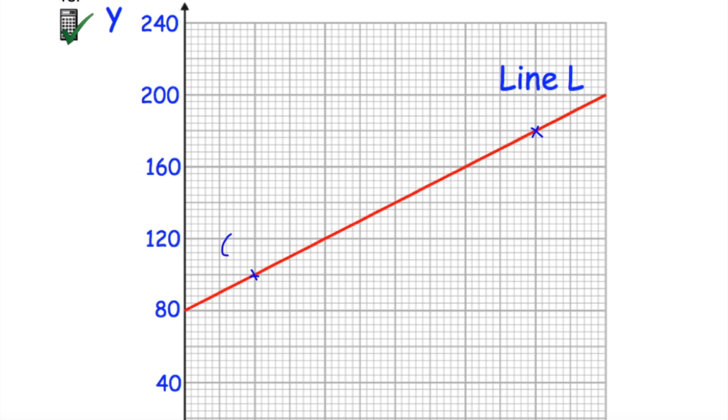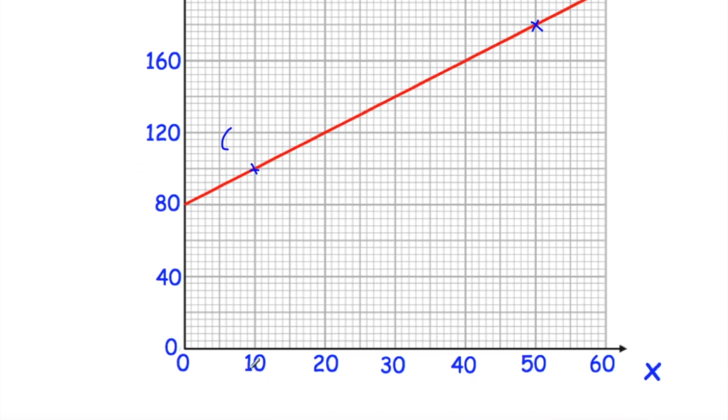So I've chosen these 2 points. This is the point with coordinates. Let's just write down what the coordinates of this point are. So we've got 10 there, so 10 across. And then in terms of the height, we've got 80, 120, so in the middle would be 100, so that'll be 10 and then 100.